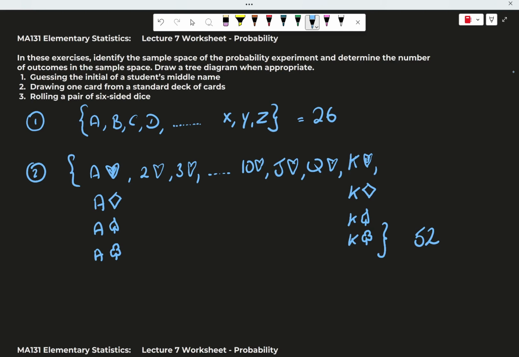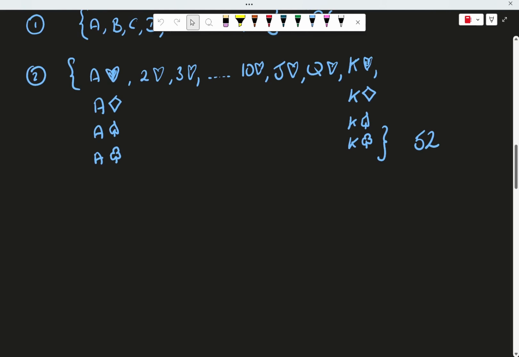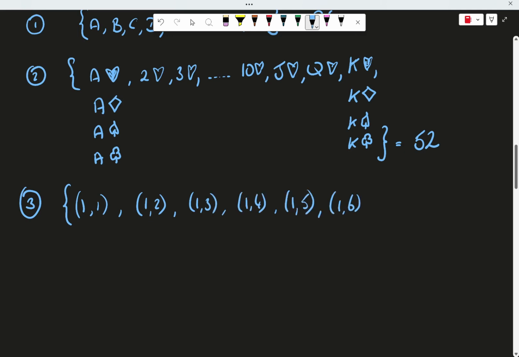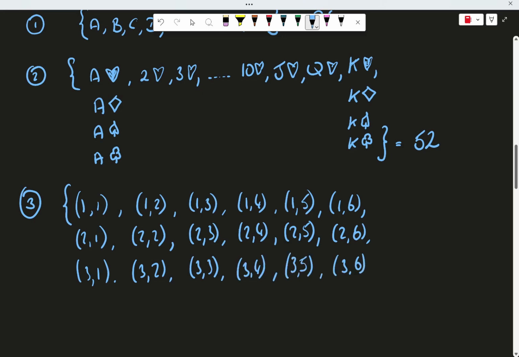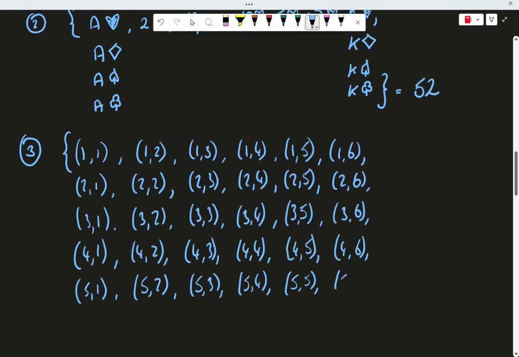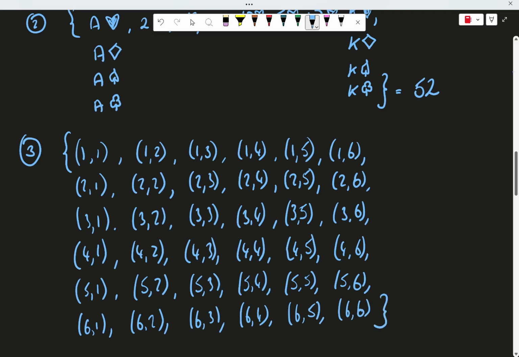Part C then is rolling a pair of 6-sided dice. Now, if you roll one dice, you can have a 1, and the second dice can have a 1. There's your outcome. We can have a 1 and a 2, a 1 and a 3, etc. All the possible combinations for when you have one dice being rolled and a second dice being rolled.